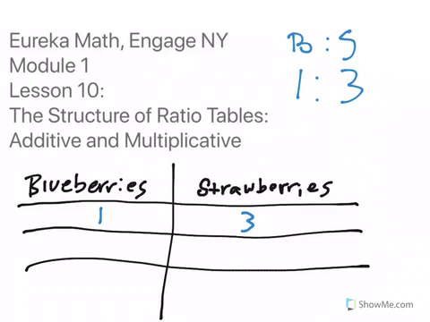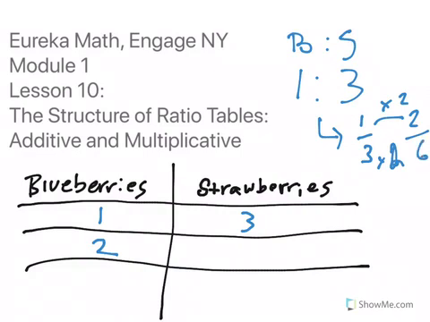Now, if we were to continue down that path and say, well, if there were 2 blueberries, if we make the 1-to-3 into a fraction, and then we wanted to make it 2, and then figure out what that new denominator would be, 1 to get to 2, you're going to have to multiply by 2. Same thing down here. 3 times 2 gives you 6. So we would have 6.